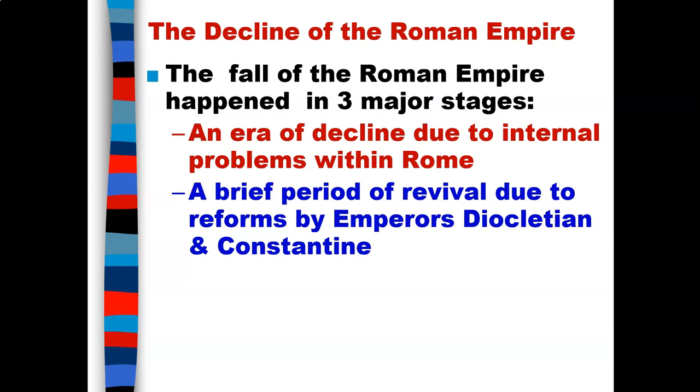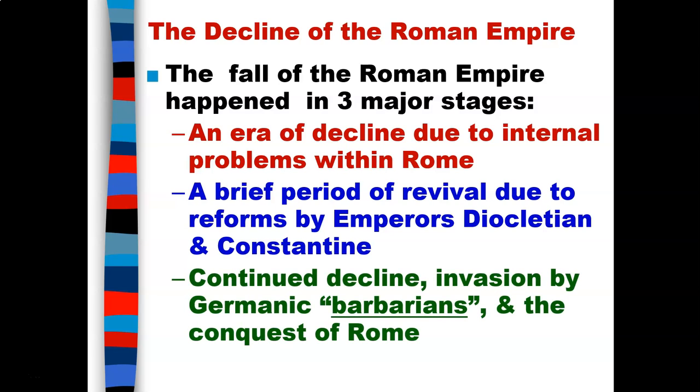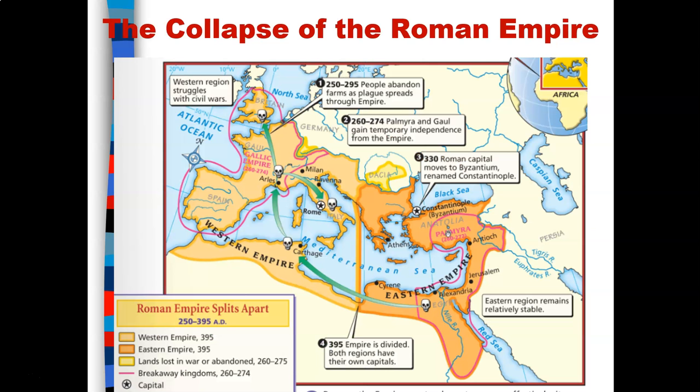We talked about an era of decline due to internal problems within Rome. We talked about a brief period of revival due to reforms by Emperors Diocletian and Constantine. And now we're going to be looking at the third reason, which is continued decline, invasion by Germanic barbarians, and the conquest of Rome. This is the third reason why the Roman Empire finally collapsed. The collapse of the Roman Empire.